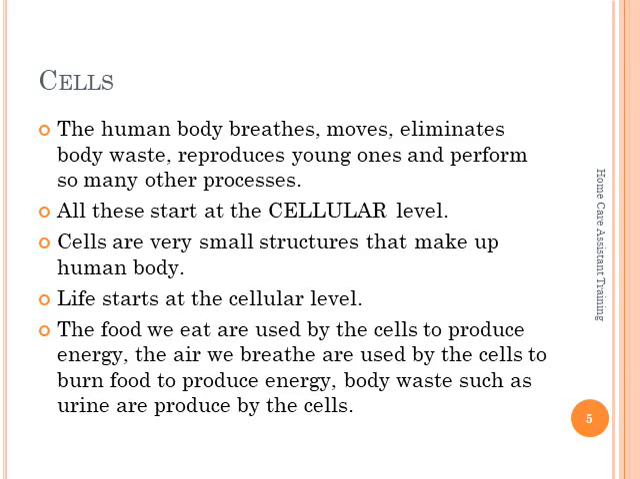So the food we eat is used by the cells to produce energy. When you eat, the cells use the food to produce energy. When you breathe in, the air is used by the cells to burn food to produce energy. And body waste such as urine is also produced by the cells. Everything done in the body is done by the cells, at the cellular level. They are the smallest functional structures in the body.